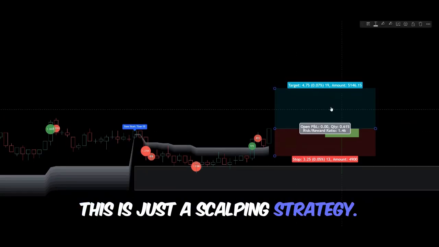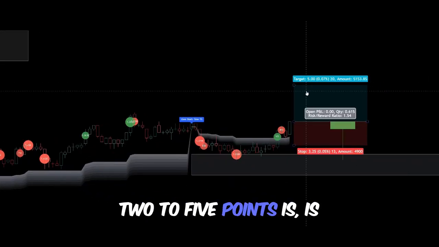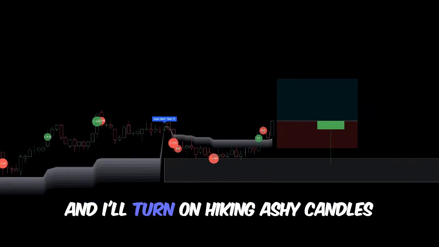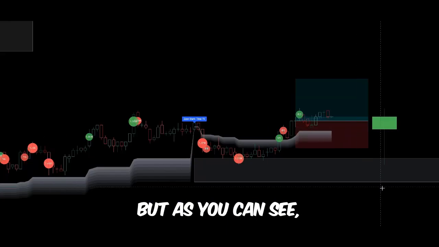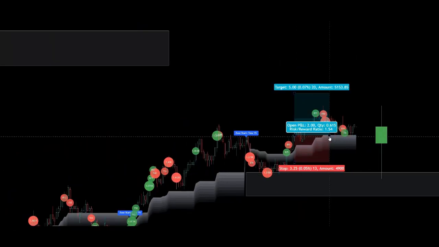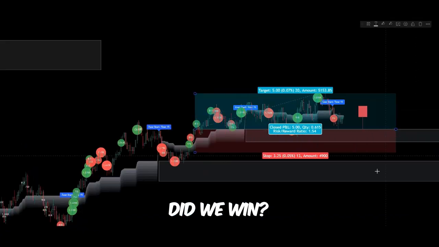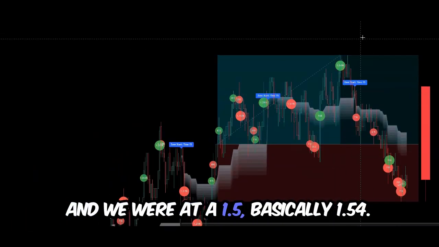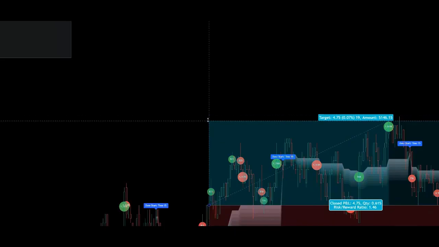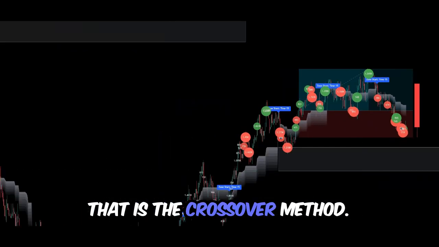This is just a scalping strategy. You don't want to go too much. I usually go for 5 points, 2 to 5 points is what I'm usually doing. And I'll turn on Heikin-Ashi candles and actually trade every flat bottom as this goes through. But as you can see, let's see if this goes. Oop. Did we win? And there's your win right there. It actually tagged the take profit. And we were at a 1.5, basically, 1.54. We could just, for whatever reason, we can't get down there. But there you go. That is the crossover method.